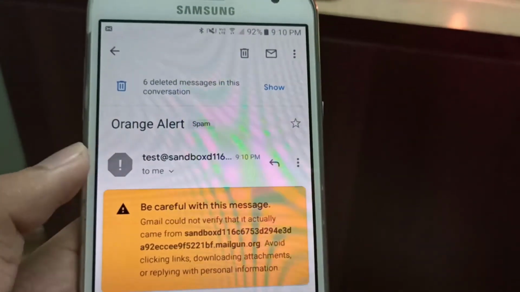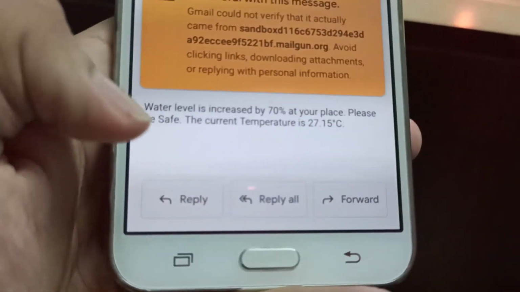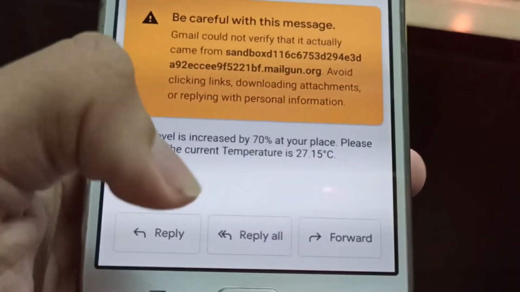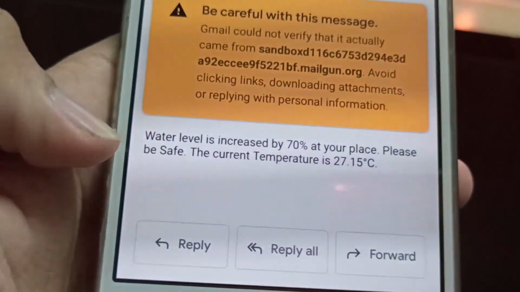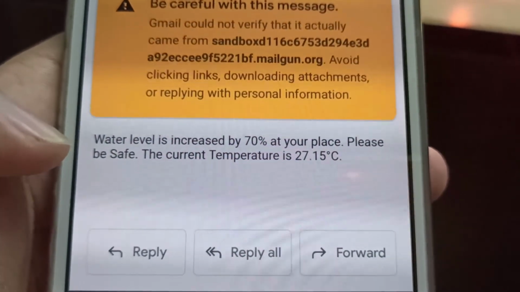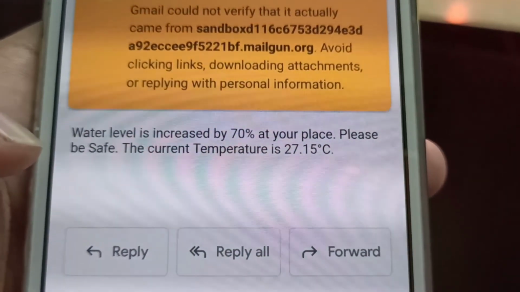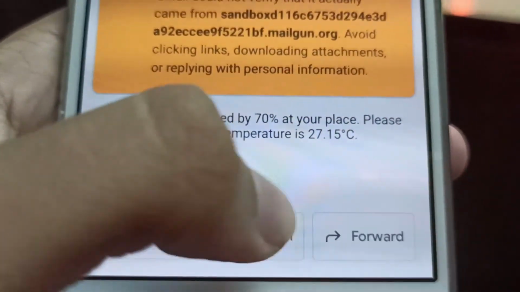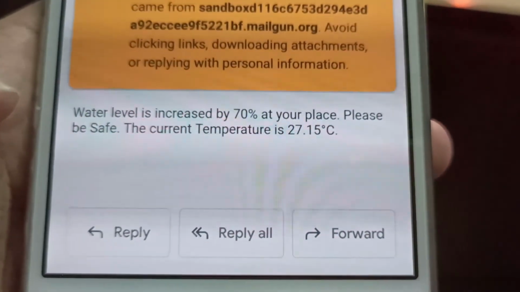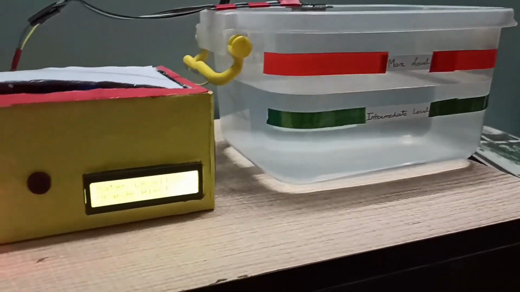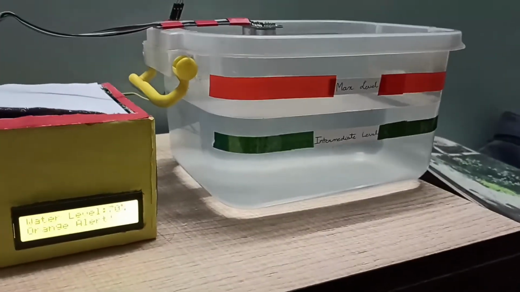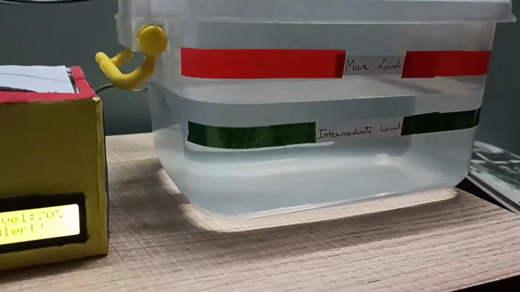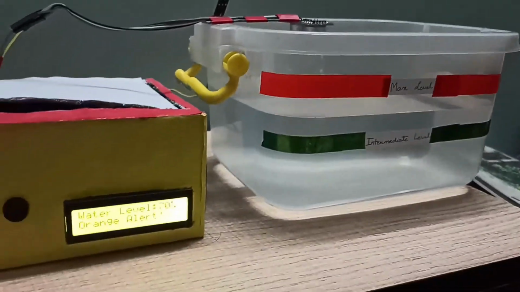Also, we'll get mail through the Mailgun service. It has orange alert as the subject, and you can see the same message which we sent through Twilio. Water level is increased by 70% at your place. Please be safe. The current temperature is 27.15 degrees Celsius. We will try to add more water so that the water level reaches the max level and gives us the appropriate results.